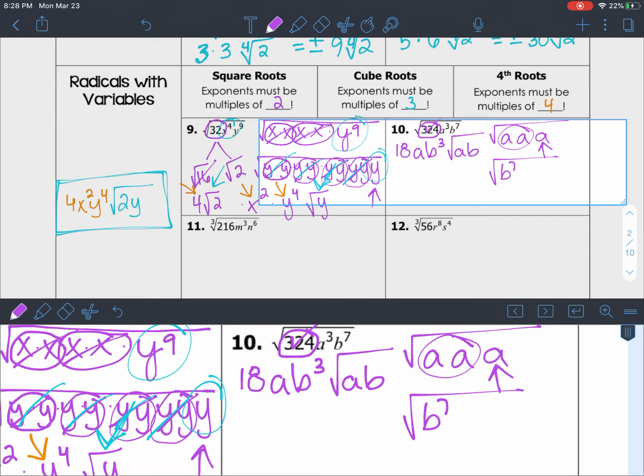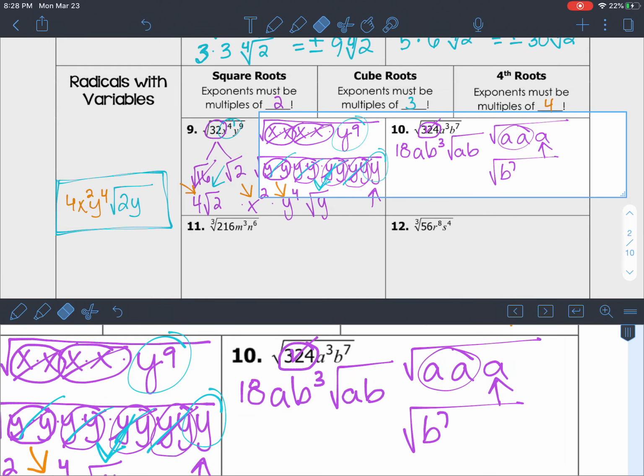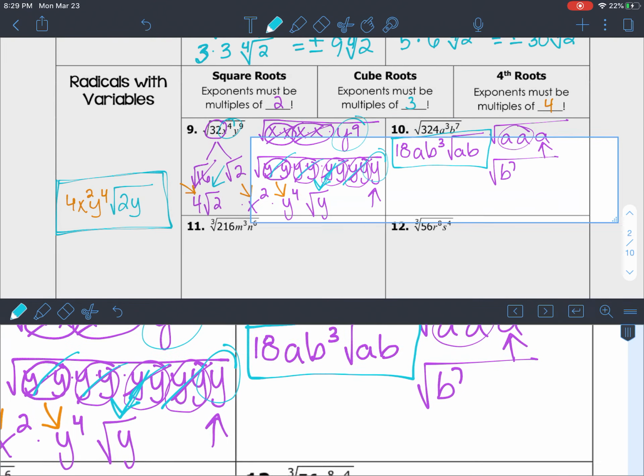So I'm thinking about how many sets of 2 can I fit into the number. So when we were talking about a cubed, I can only fit one set of 2 in there with one left over. When I'm talking about b to the 7th, I can only fit 3 sets of 2 in there with one left over. So we just kind of have to rationalize it that way. And then this would be our answer here. 18ab cubed square root of ab. That's going to be our answer.